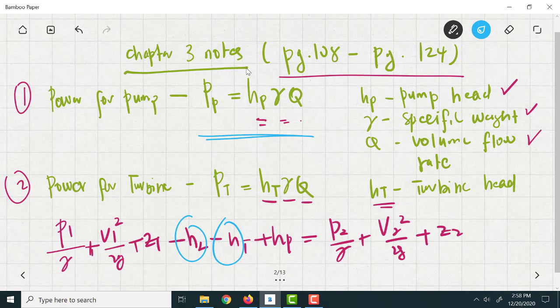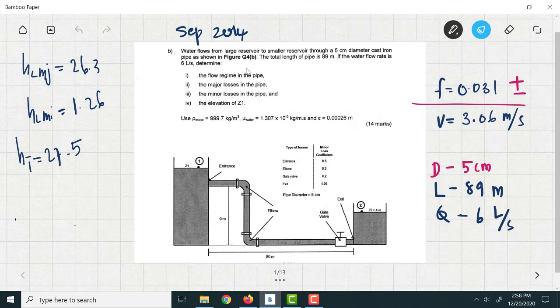That's all from me for the additional material. So now we will look at the tutorial. For this tutorial we will just continue from the previous tutorial. This question is from September 2014. Let's look at the question first.